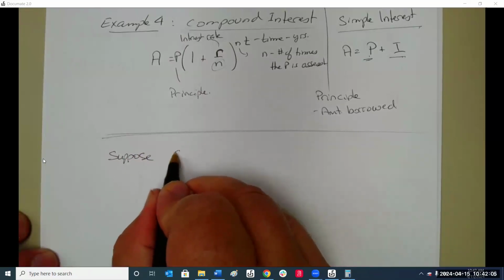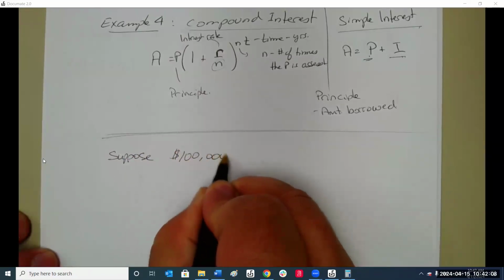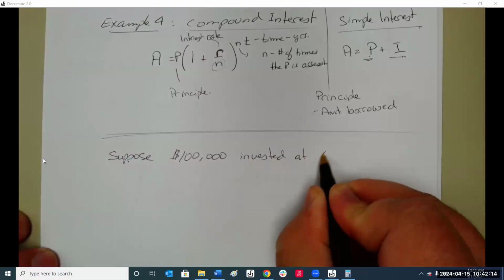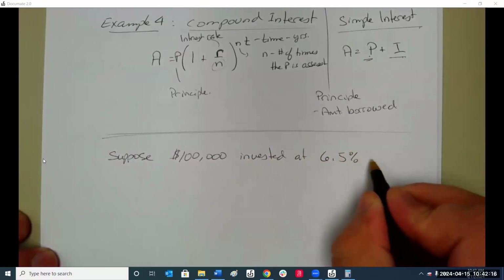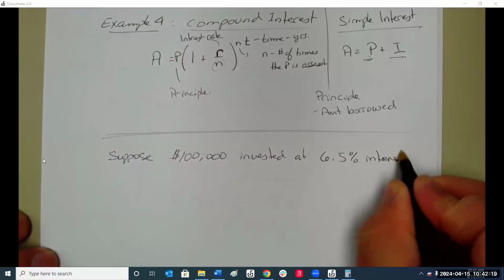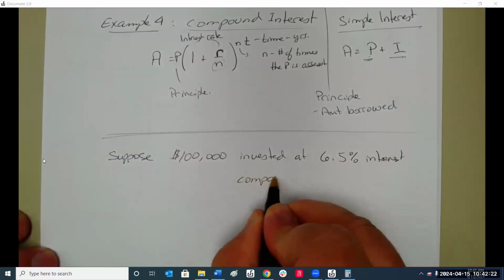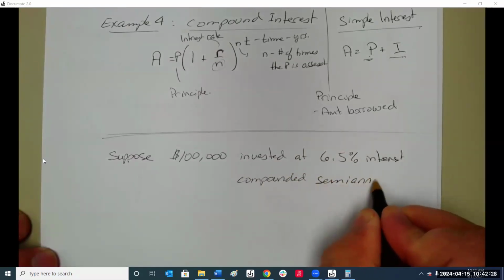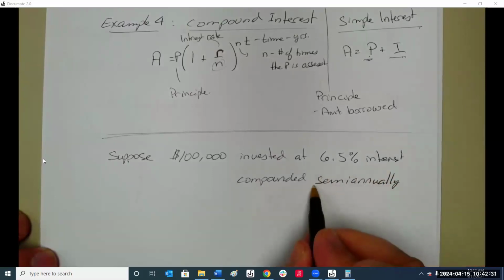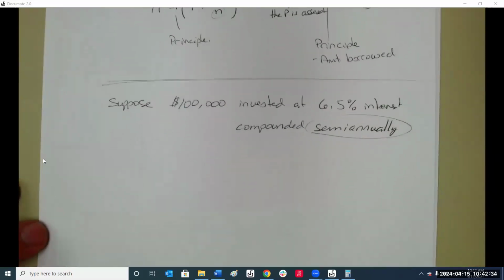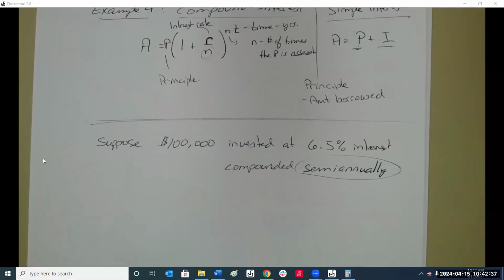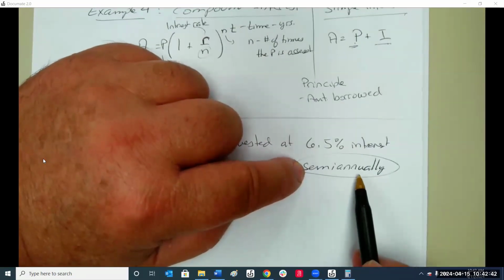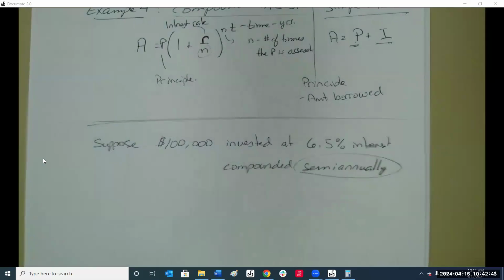So in example 4, it says, suppose that you have $100,000 invested at 6.5% interest, compounded semi-annually. What does semi-annually mean? What does annually mean? Yearly. So semi-annually would be half a year, 6 months. Every 6 months.